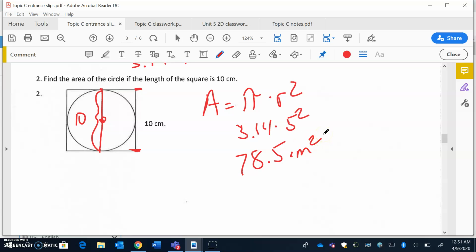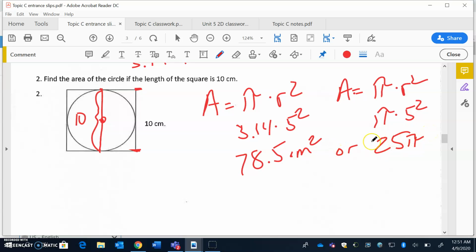If you wanted terms of pi, then okay, it's actually kind of nice because you don't have to do a whole lot. Pi times radius squared. So it's going to be pi times 5 squared. Well, 5 squared is 25, and 25 times pi is 25 pi. So again, I would certainly take that.